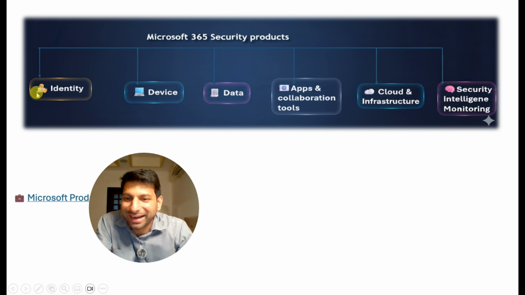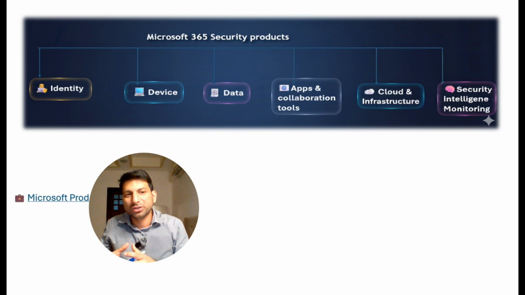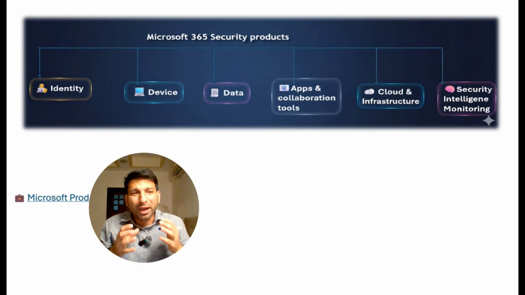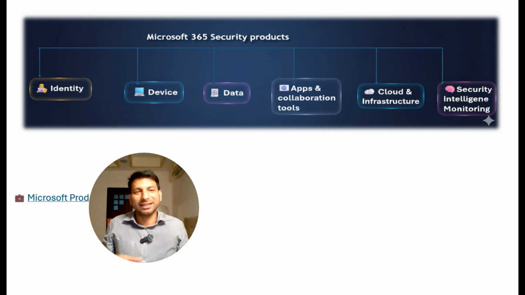We need to protect our identity, devices, data, apps and collaboration tools, cloud infrastructure, and security intelligence monitoring is required. So these are the areas that have to be protected. Microsoft provides a specific product to secure each of them. The best part is they can all be integrated. Any gaps in these areas can create vulnerabilities and lead to a cyber attack. That is why every layer must be protected and connected, working hand in hand to secure the entire organization.